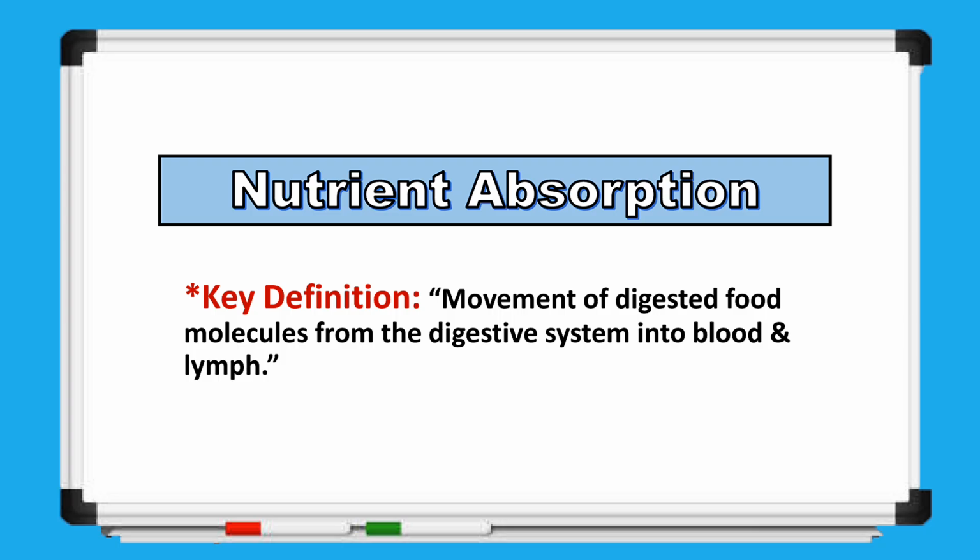So, let's begin with the definition of nutrient absorption. The key definition is that nutrient absorption is simply the movement of digested food molecules from the digestive system into blood and lymph. In simple terms, this is the process by which the nutrients from the food we eat pass into our bloodstream and lymph so our body can use them.